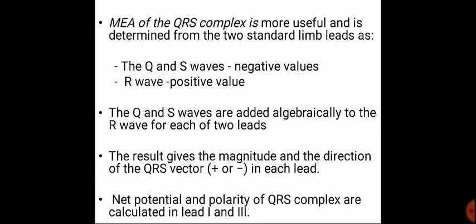Then we draw a perpendicular at lead 1 and lead 3, and we get the potential of the second lead. When we draw the perpendicular through the first and the third lead, we get the electrical axis, which is about plus 60 degrees, or near about plus 50 or plus 60 degrees. So this is how we are going to calculate the axis.